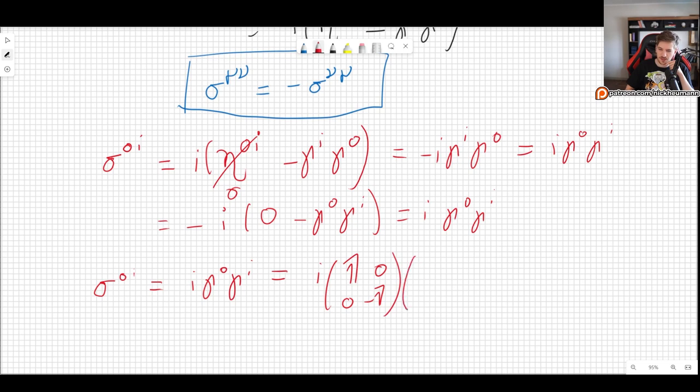You don't have to know this by memory. I don't think any teacher would ask that of you. You can just have them written down somewhere and look it up. These are the gamma I's as we saw before.